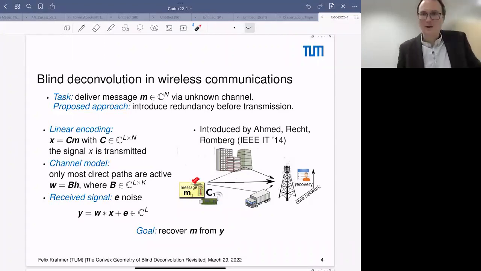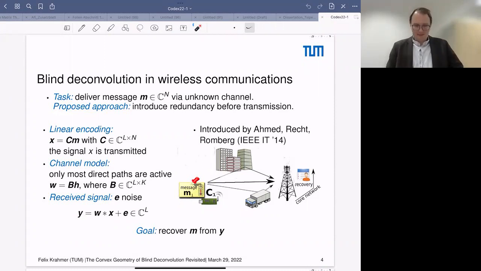So that's my justification for giving this talk here in this seminar. We're doing a linear encoding and getting a longer vector that we're then transmitting, and hoping that this redundancy that we have created will eventually help us recover the signal. So now we have to see what's happening with the signal.